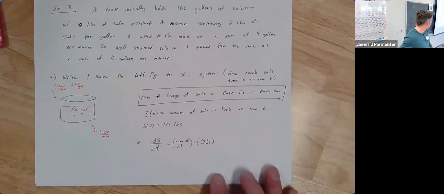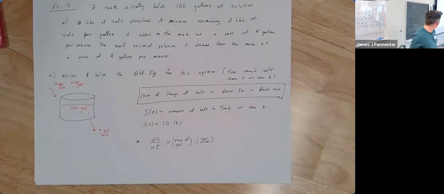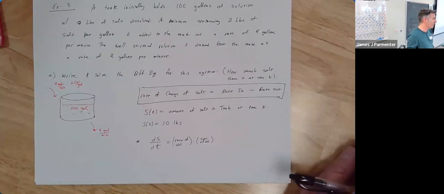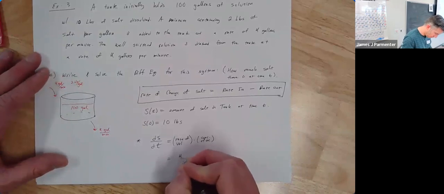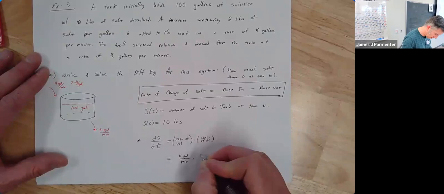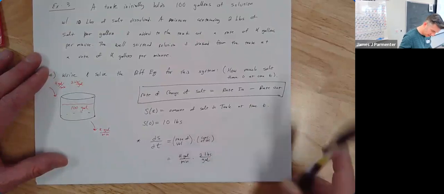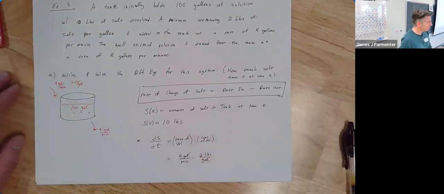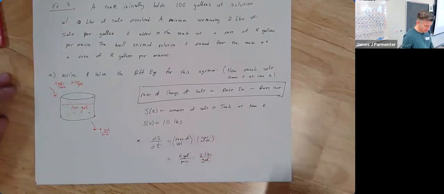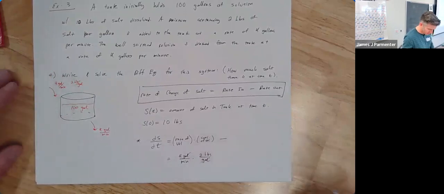So we're putting in 4 gallons per minute, and the concentration is 2 pounds per gallon. So we're putting in 8 pounds of salt every minute. That's 4 gallons per minute times 2 pounds per gallon, and the gallons cancel, and you get 8 pounds per minute. We're adding a lot of salt. Okay, how much salt's going out?